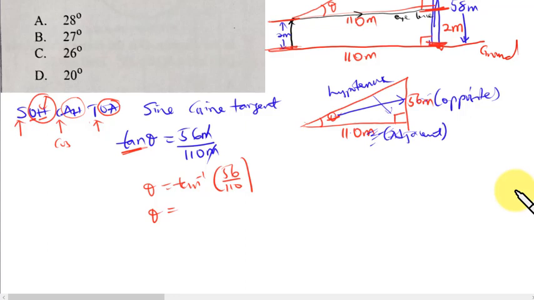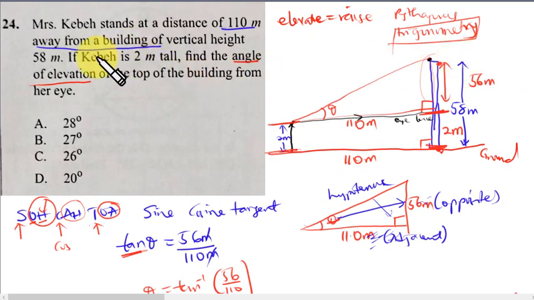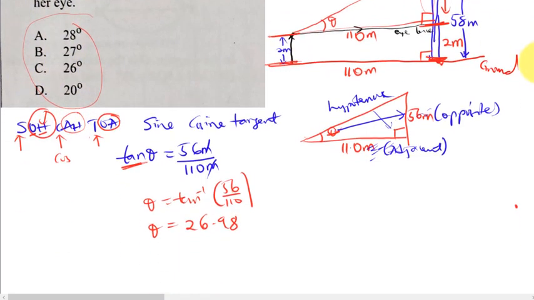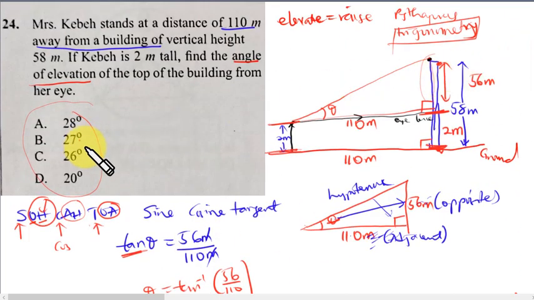So tan inverse is 26.98, and there are two decimal places here. But the question here, we were not given anything, but if you look at the answers, they have been left to the nearest whole number. There is no decimal, so to the nearest degree this is 27 degrees. So the angle theta is 27 degrees.